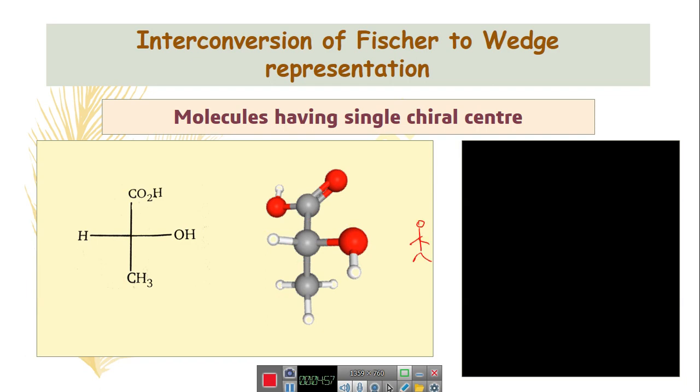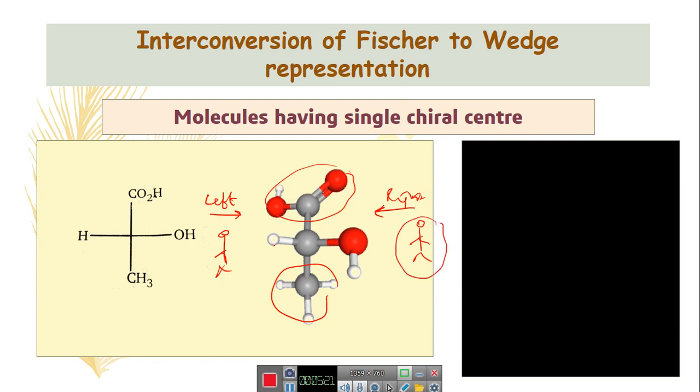That means the observer can look at this molecule either from the right side or from the left side, right? In both ways, the observer can see the COOH and the CH3 are in plane. That means they are touching the plane, and this H and OH are out of the plane. When the observer is observing from the right side, this OH is near to the observer. When the observer is observing from the left side of this molecule, the hydrogen is near to the observer, right? That means the observer can view this molecule in two ways, that is from the right side and from the left side.